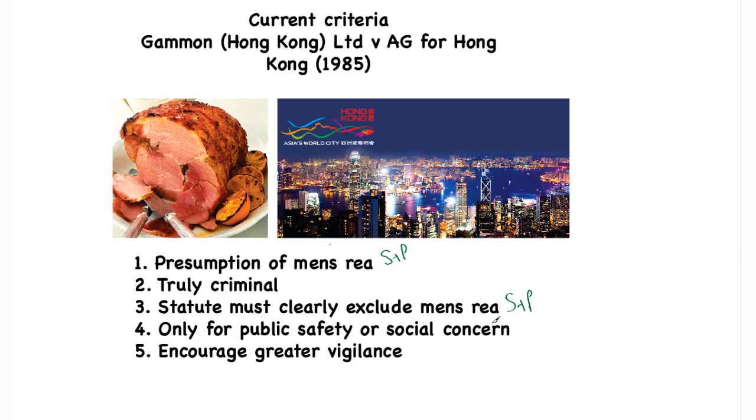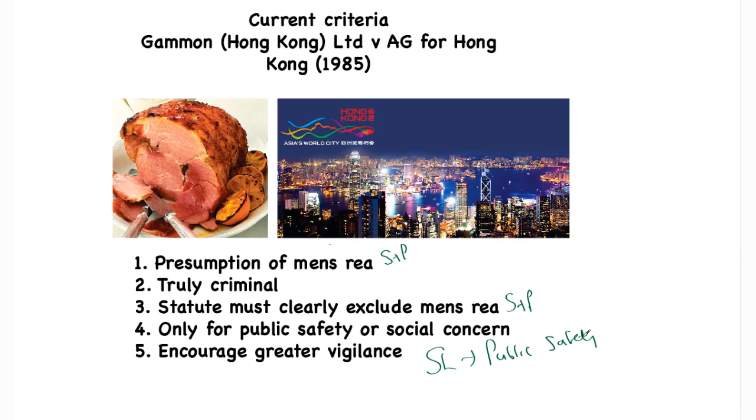And finally, even where a statute is concerned with such an issue, the presumption of mens rea stands unless it can also be shown that the creation of strict liability will be effective to promote the objects of the statute by encouraging greater vigilance to prevent the commission of the prohibited act. So what Gammon does is show how attached strict liability is to public safety.